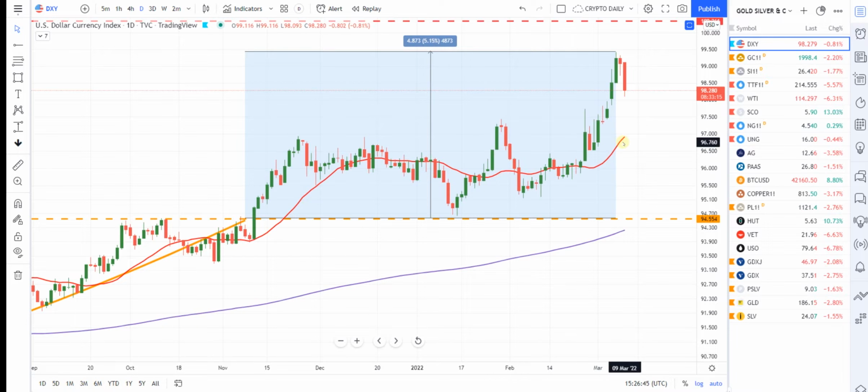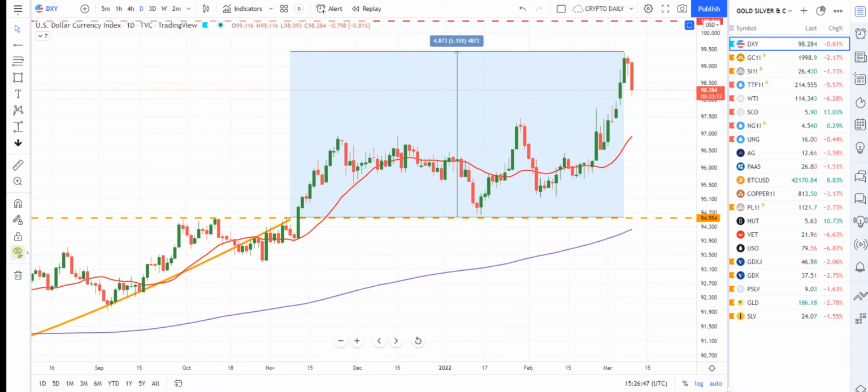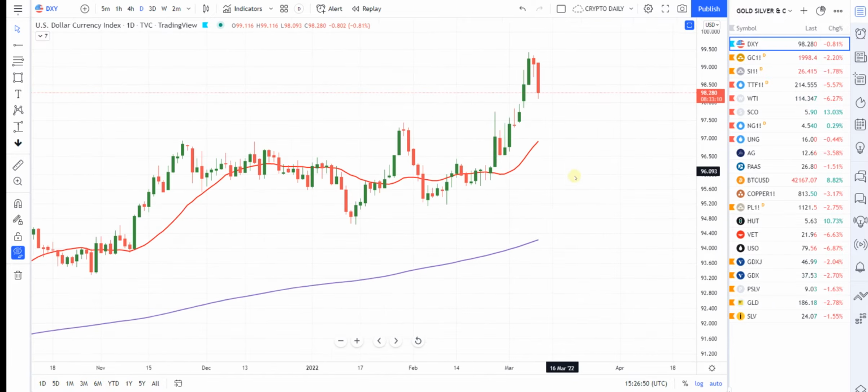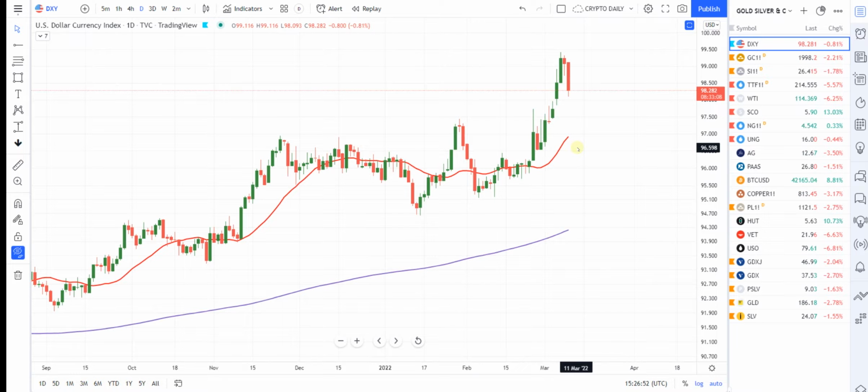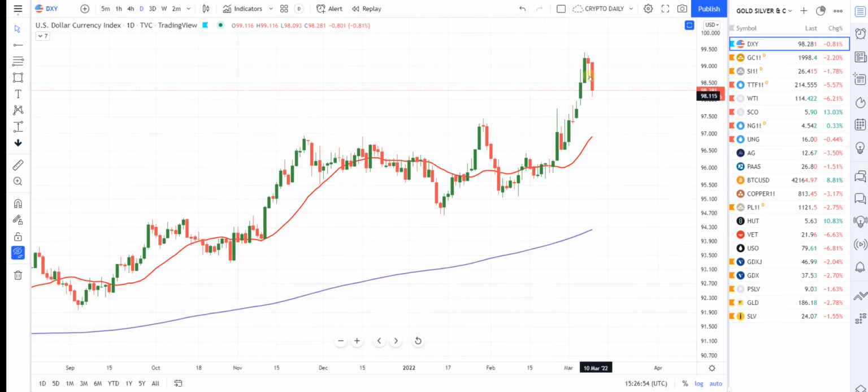And as you can see also on the daily, let me take everything off here. On the daily, we're up and away from the 20, and that's significant. Also, I don't want to give away everything that our Patreon members know or what we teach them. But anyway, this particular candle was significant as well.